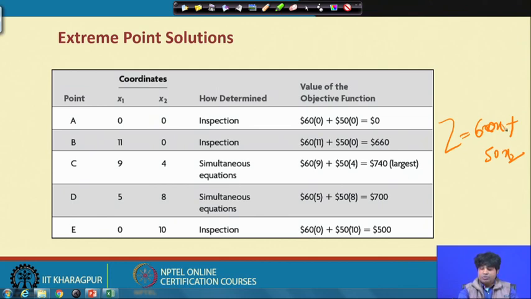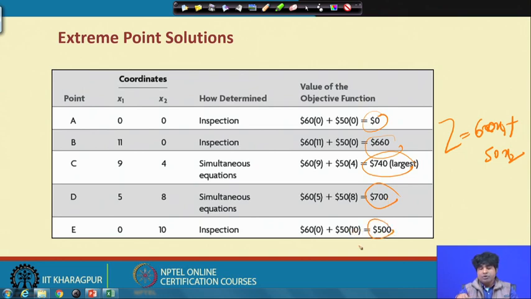So every time you put the x1 value and x2 value, then check the Z value. For instance, for corner point A, x1 equal to 0, x2 equal to 0. So obviously, 60 times 0 plus 50 times 0, so Z value is 0. At corner point B, x1 is 11, so 60 times 11, and x2 equal to 0, so 50 times 0, which is 660. Then option C, x1 is 9, x2 is 4, so 60 times 9, 50 times 4, which is 740. Similarly for D, 60 times 5 and 50 times 8, which is 700. And for E, x1 equal to 0, x2 equal to 10, so 50 times 10, which is 500.